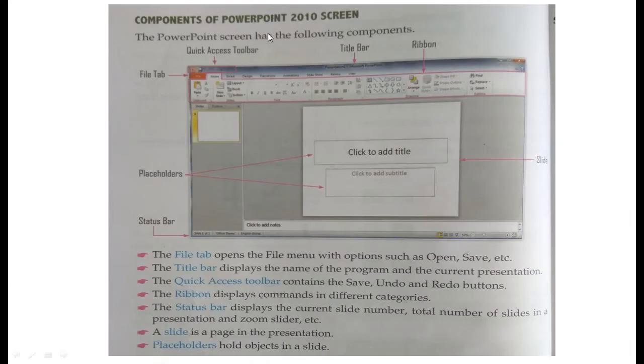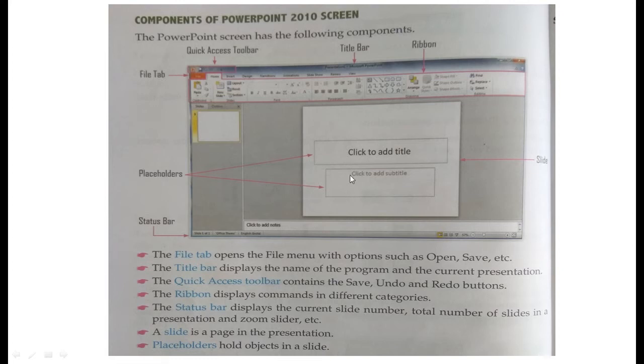Components of the PowerPoint 2010 screen. The PowerPoint screen has the following components. As you can see in this picture, this is the PowerPoint window in front of you. There are different parts. Let's see a quick review. The top bar of this presentation is called the title bar. Below the title bar you can see a ribbon. On the left side of the title bar you can see the quick access toolbar, and here is the file tab.